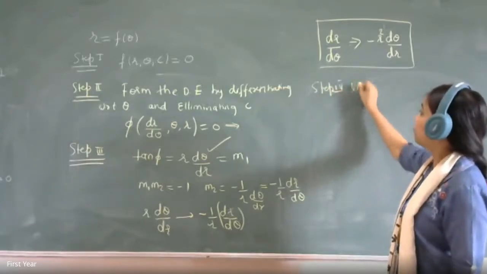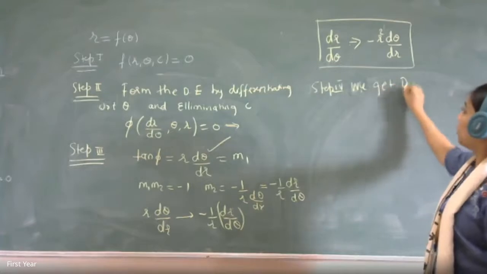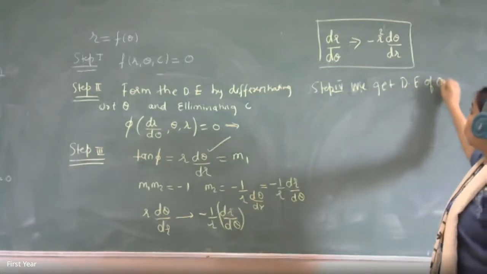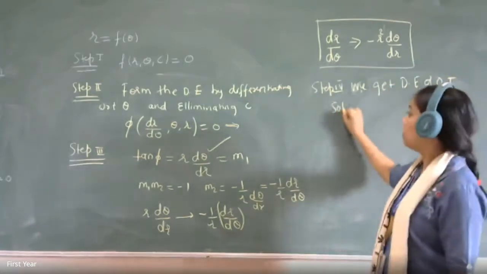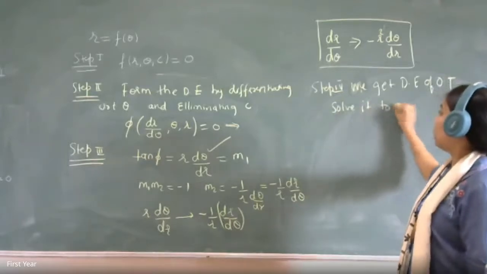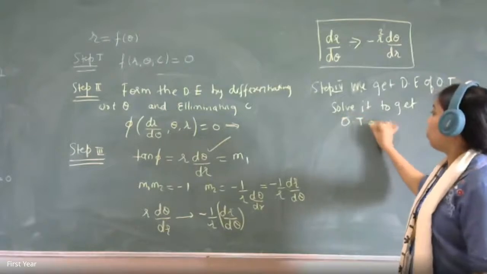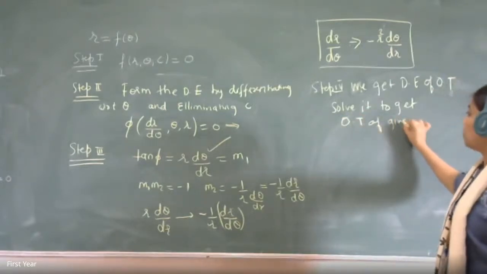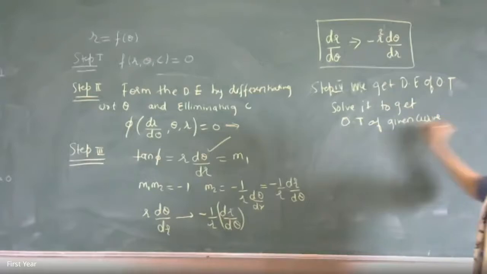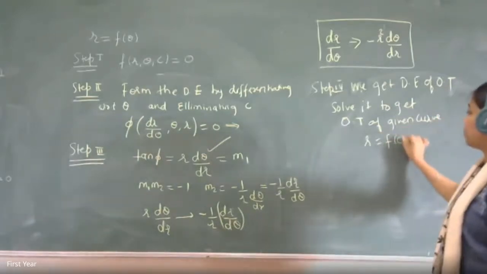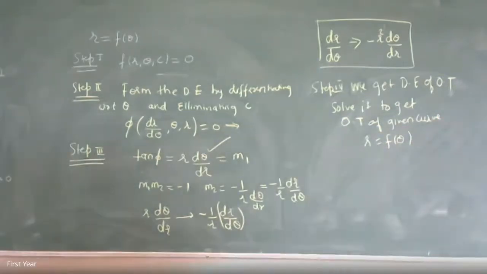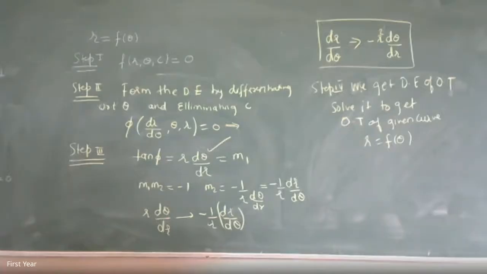We get differential equation of orthogonal trajectory. Solve it to get orthogonal trajectory of given curve r is equal to f. Is it clear? Yes, ma'am.